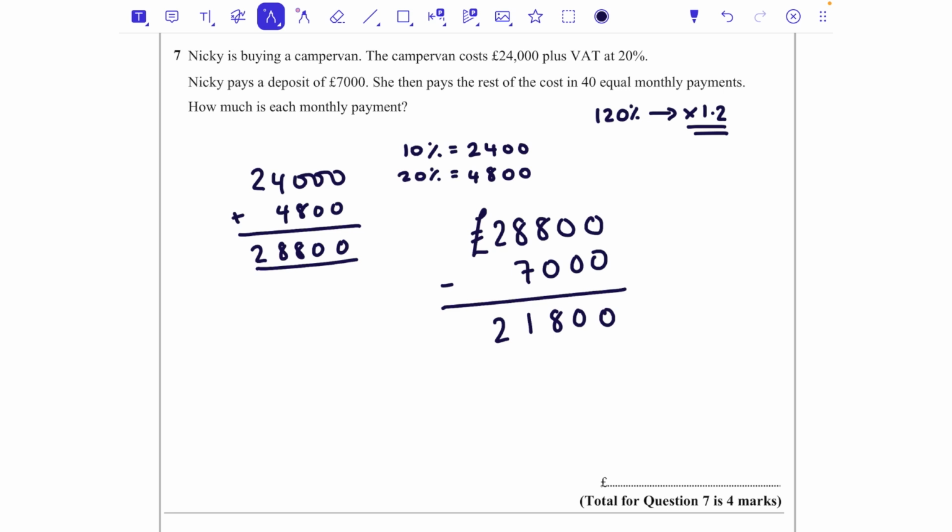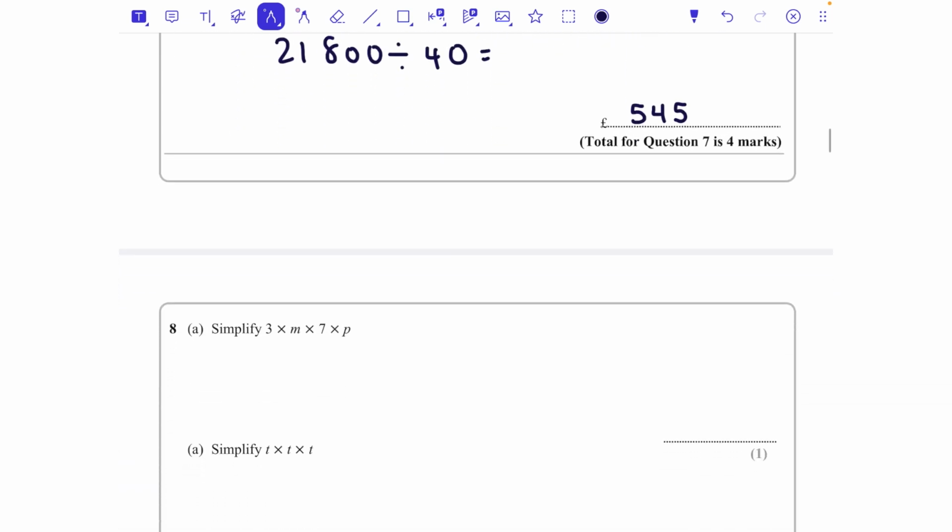And she's going to pay that in 40 equal monthly payments. So we're now going to do 21,800 and we're going to divide that by 40. Now we do have a calculator for this. So I'm just going to type that in my calculator, 21,800 divided by 40, and that gives me an answer of £545 for each of the months. There we go.